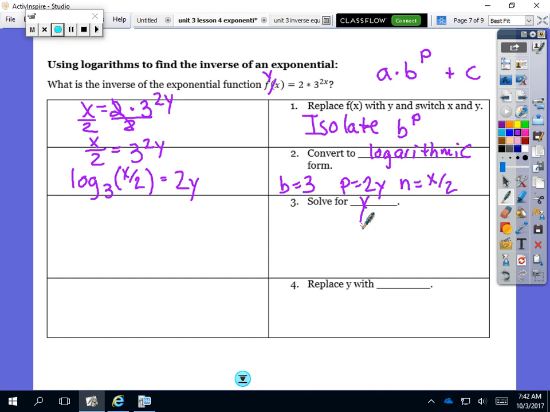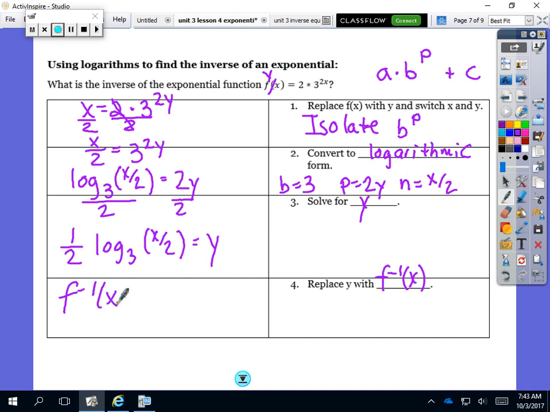So what would we do? Well, we'd divide by 2 on both sides. So remember, when I divide by 2, that's the same as multiplying by 1/2. So I'm going to say 1/2 of the log base 3 of x over 2 equals y. There is one more step in here, but since we're not teaching you the log properties this year, I'm not going to do that step. I'm going to leave it like this for today. So we're just going to replace the y with f inverse of x, and we write f negative 1 of x equals 1/2 log base 3 x over 2. And that's where we're going to leave the answer for today.